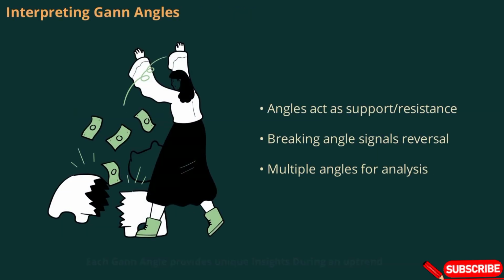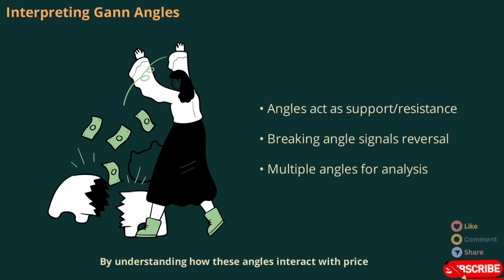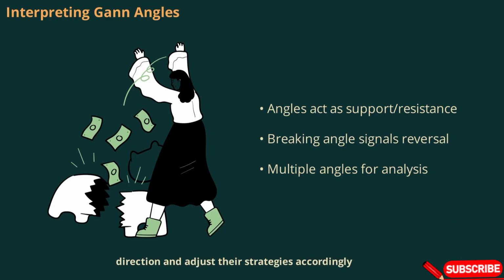Each Gann angle provides unique insights. During an uptrend, the 1x1 angle offers major support. If the price breaks below this angle, it often signals a major reversal. Other angles, such as 2x1 or 1x2, provide additional layers of support and resistance. By understanding how these angles interact with price, traders can anticipate shifts in market direction and adjust their strategies accordingly.